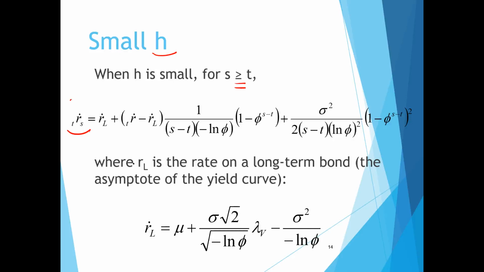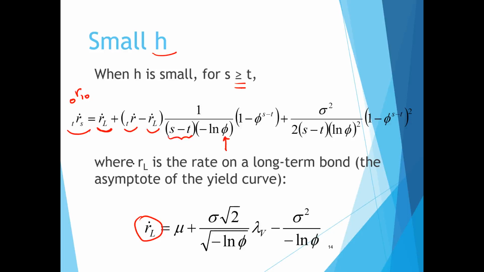So here you could think, okay, I want the 10-year rate. So the 10-year rate is going to depend on some long-term rate that itself is going to depend on some of the parameters. And then this is going to depend on the short rate, the long-term rate, and then this difference on the maturity, the mean reversion parameter, and so on.